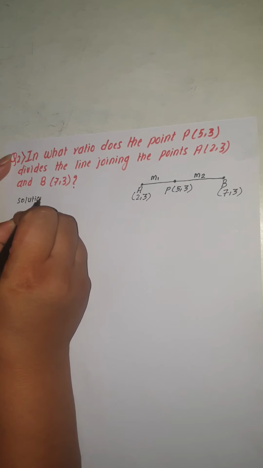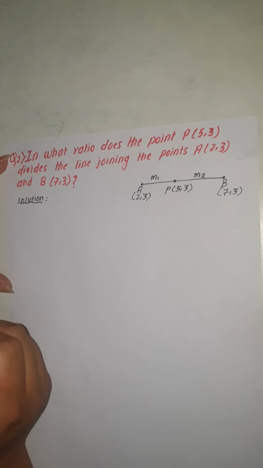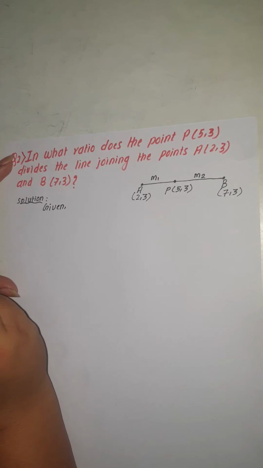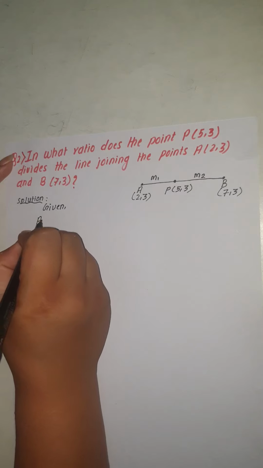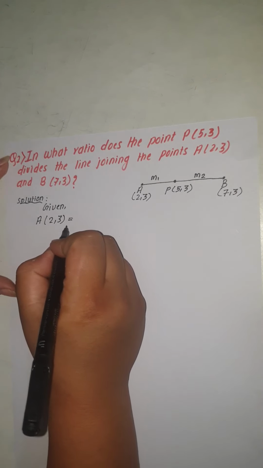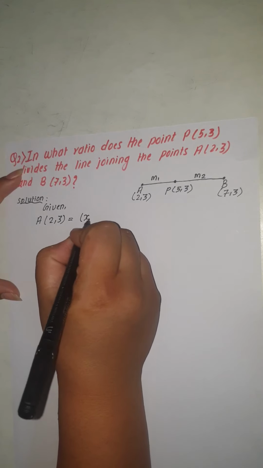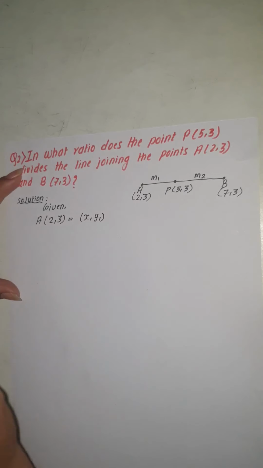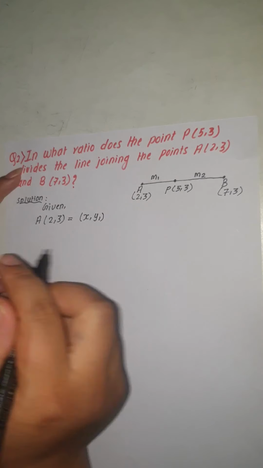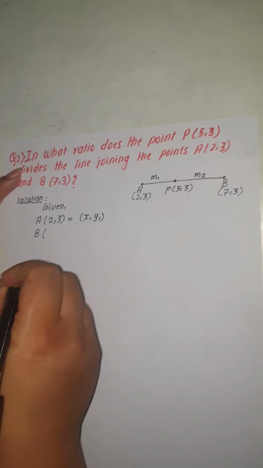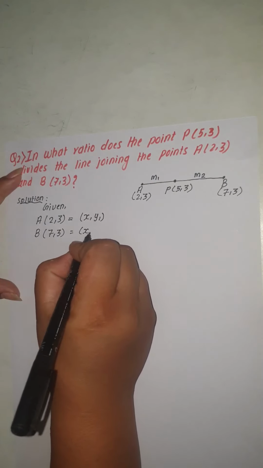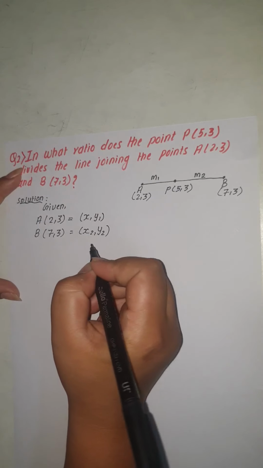Let's start our solution. Always we will write the given. Don't forget to write the given. It is the most important part, because when you write the given, it will give more clear information while solving the problem, and it will also minimize your error. So A(2, 3) is x1, y1 always, and B(7, 3) is x2, y2.